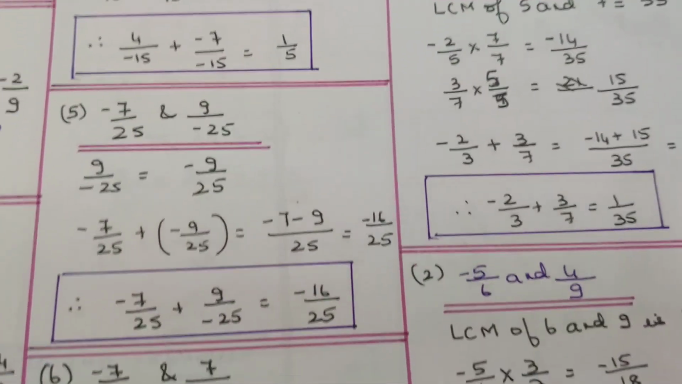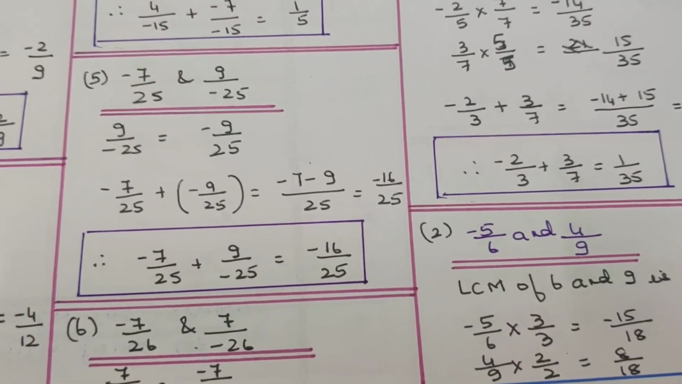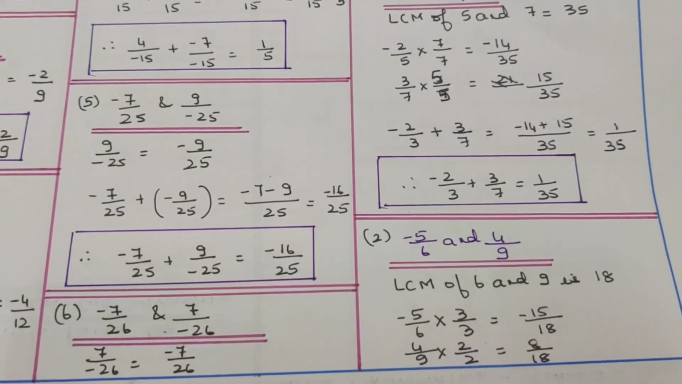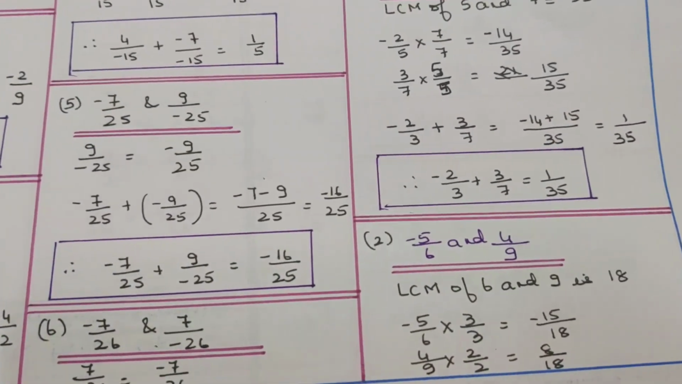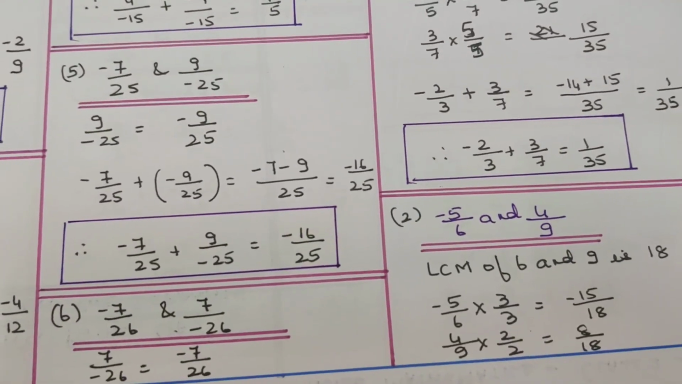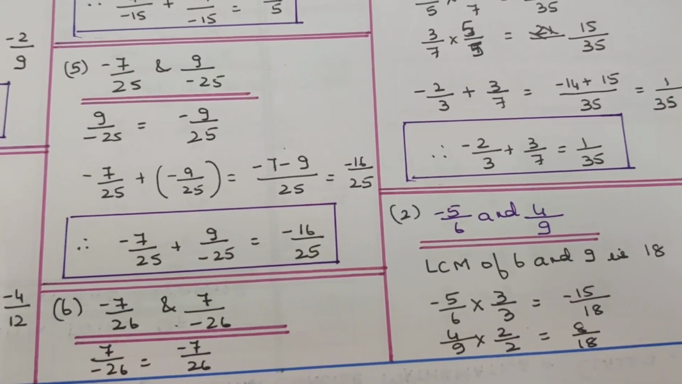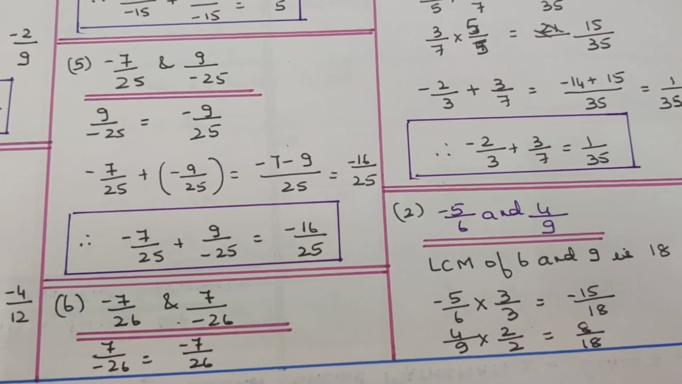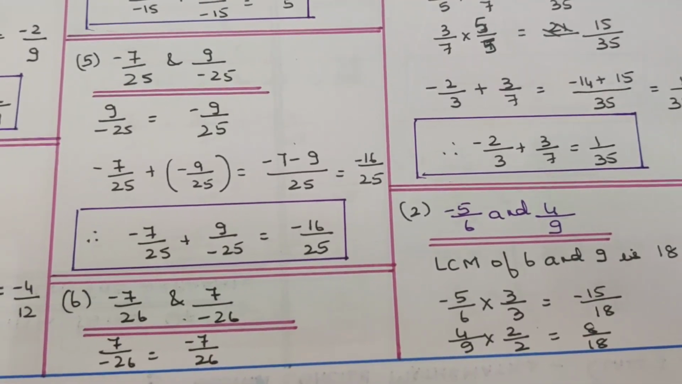Hope this is clear. The next one is minus 5 by 6 and 4 by 9. The LCM of 6 and 9 is 18. So you convert minus 5 by 6 to the denominator of 18, so you get minus 15 by 18. That is, you multiply 5 by 6 by 3 by 3.